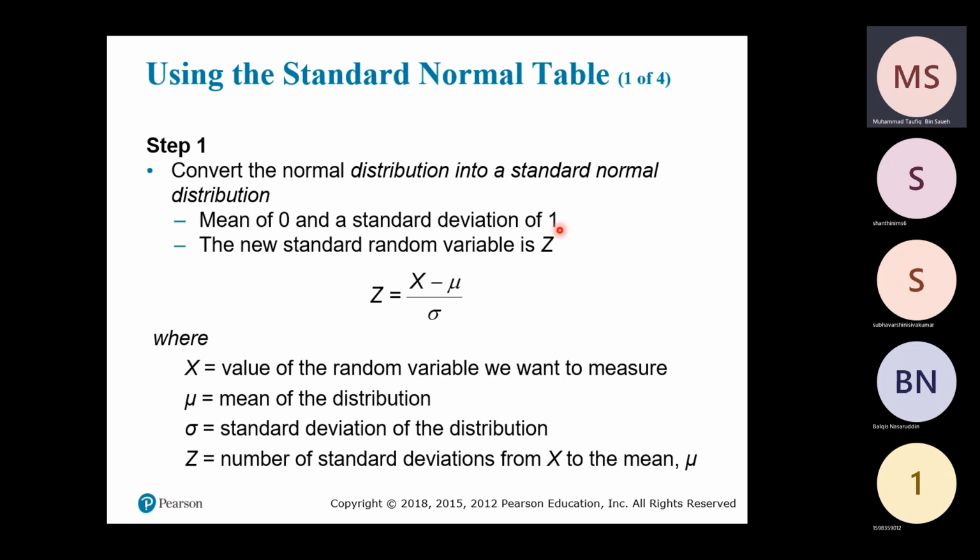So when you convert your normal distribution into standard normal distribution, then you can calculate your probability using the standard normal table. So how to convert it? You have to calculate the new variable, which is z. So what is z? Z is equal to x, the value that you want to measure, minus the mean value, divided by the standard deviation value.